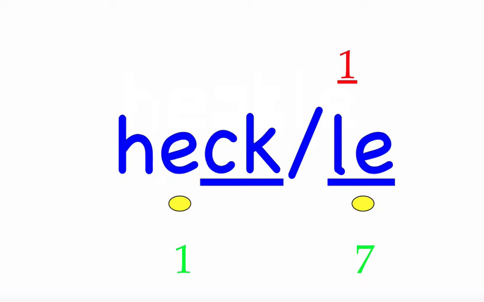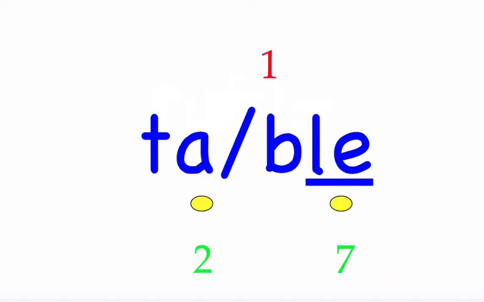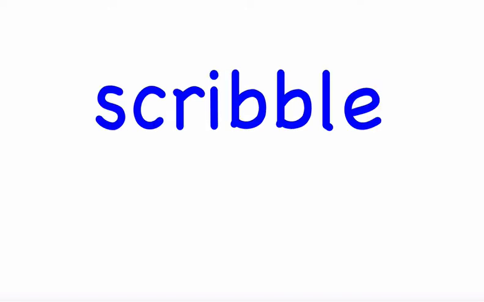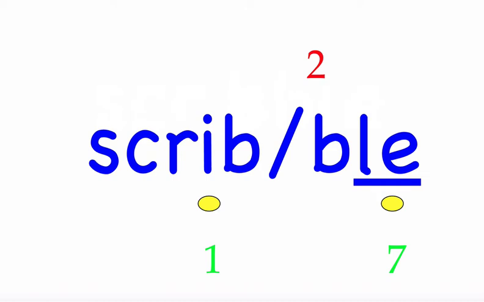Table. Table. Please sit at the table. Table. Tay, two sounds. T, a. Bull, two sounds. B, ul. Table. Mark the word. Table. Scribble. Scribble. She did scribble a note. Scribble. Scrib, five sounds. S, k, r, i, b. Bull, two sounds. B, ul. Scribble. Mark the word. Scribble.